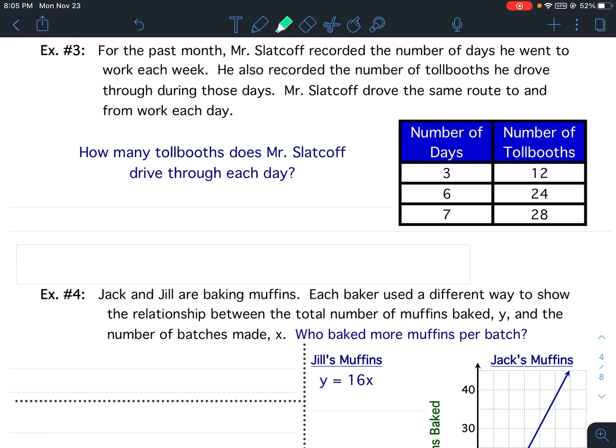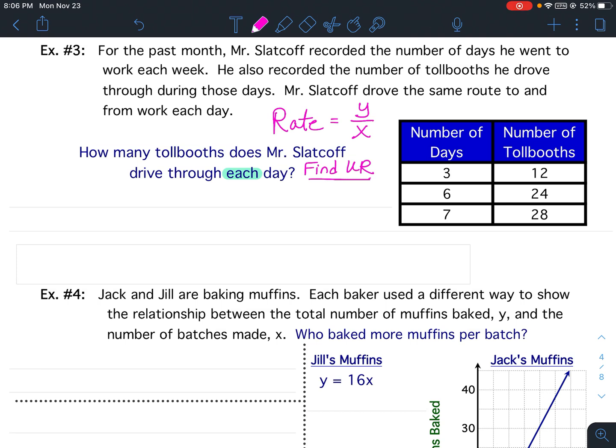Oh, there's that key word again, the word each. Underline it. When you see the word each, you're asked to find the unit rate. To find a unit rate, you must set up a rate. Remember, rates are going to be a y-coordinate over the x-coordinate. Rates will be y over x.